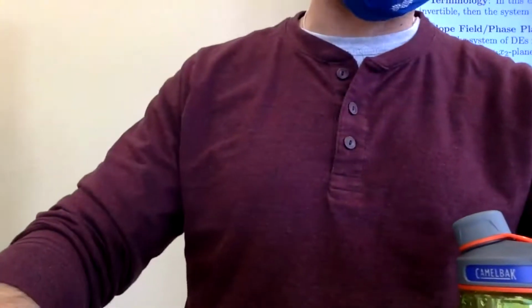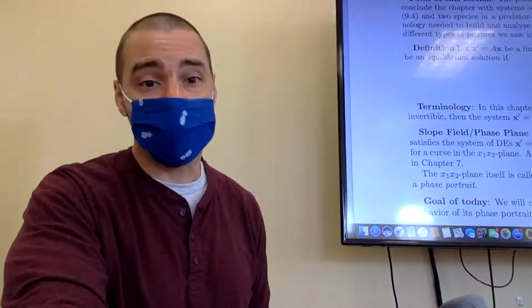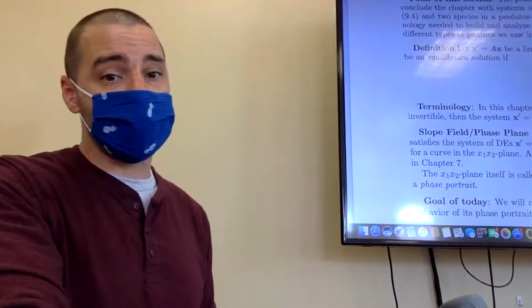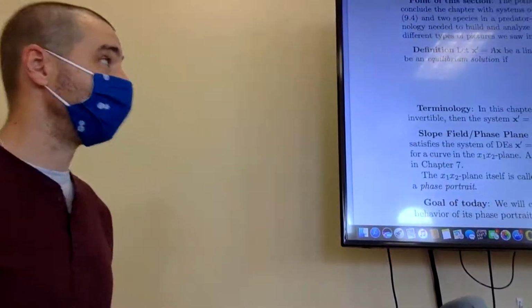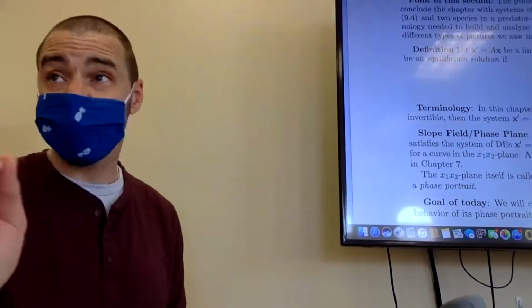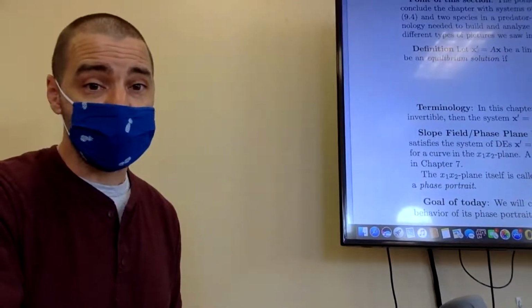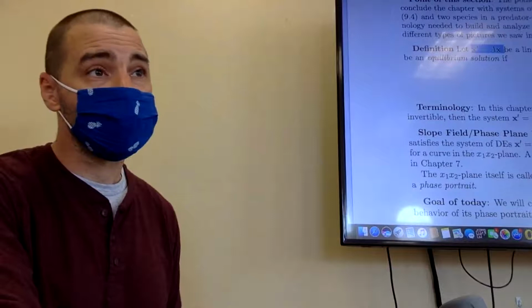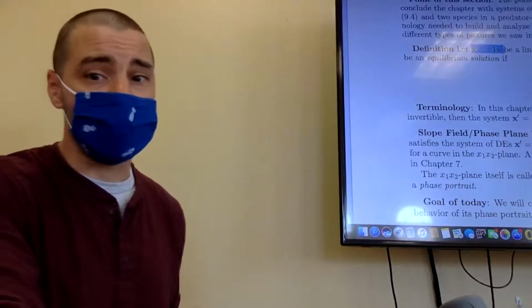Okay, so let me just ask you, no matter what this matrix A is, so maybe it's 1, 1, 2, 2, I don't know, whatever. No matter what this matrix A is, there's always at least one equilibrium solution. So there's always at least one constant vector which, when you substitute it in here, you get something true. Any ideas what that is?